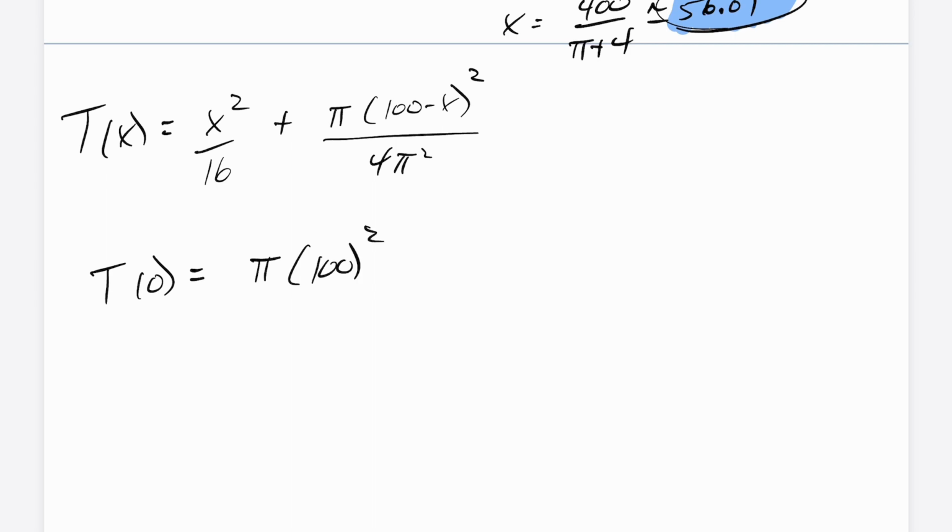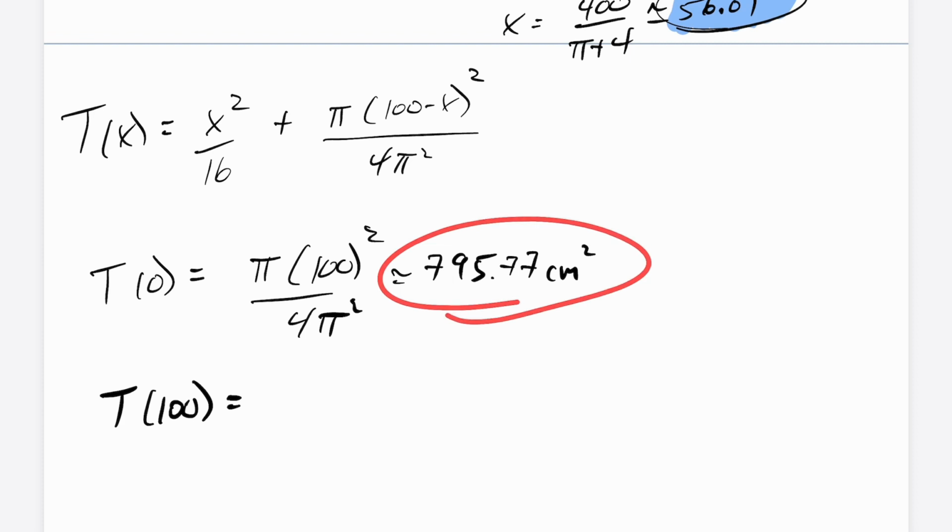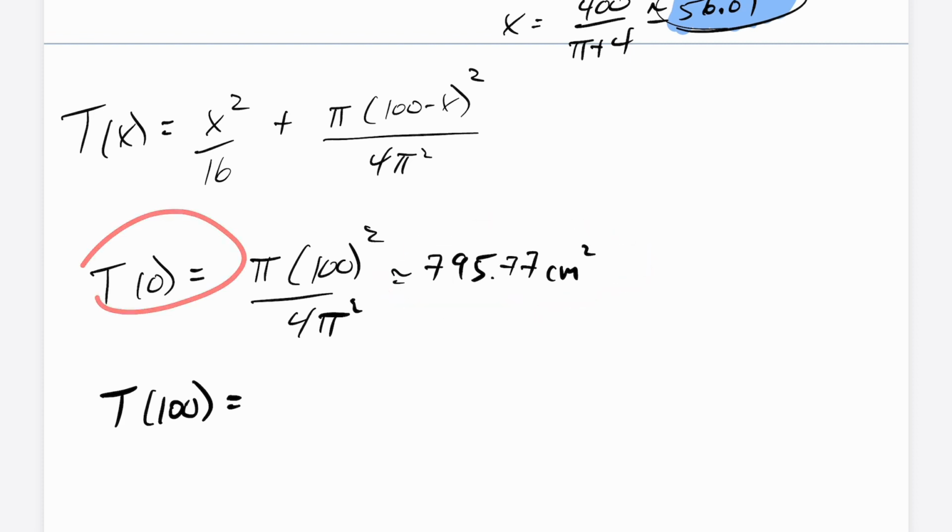times 100 squared over 4 pi, and so this will be pi times (100 squared over 4 pi) squared. And if I go ahead and calculate this, I end up getting approximately 795.77 square centimeters. The first endpoint was making x equal to 0, so it's one big circle. And the next idea is the opposite end.